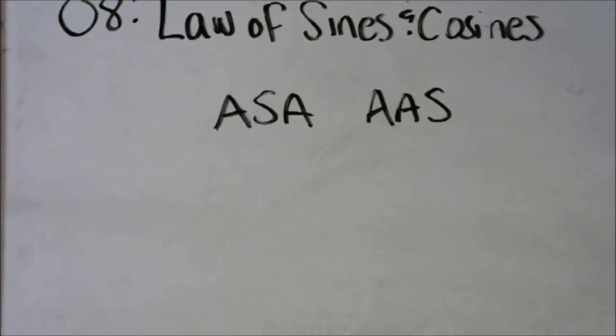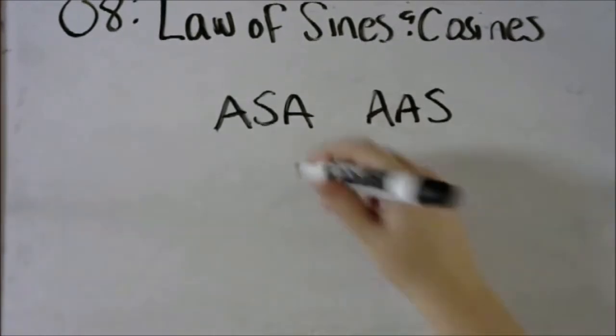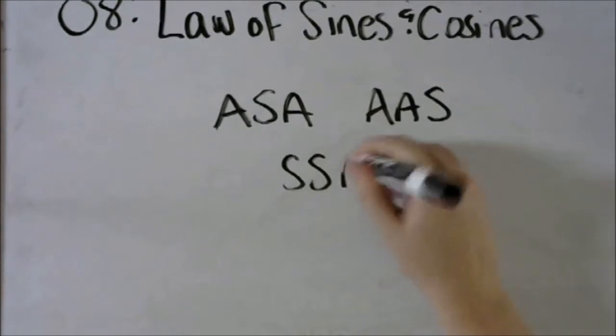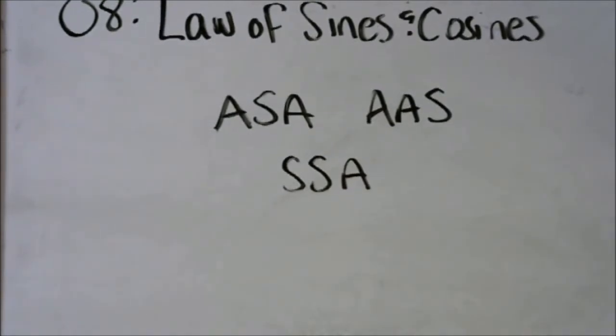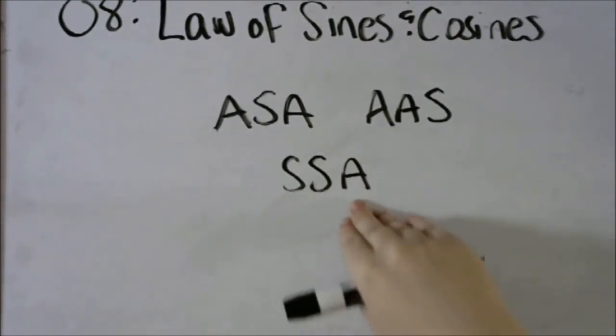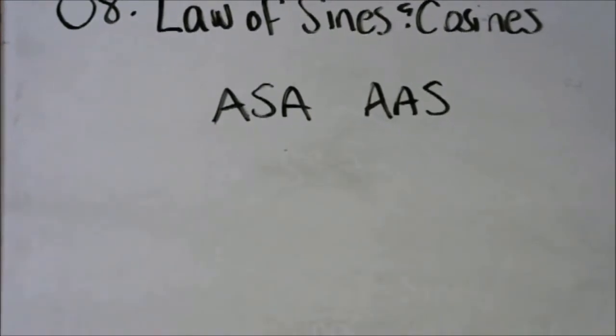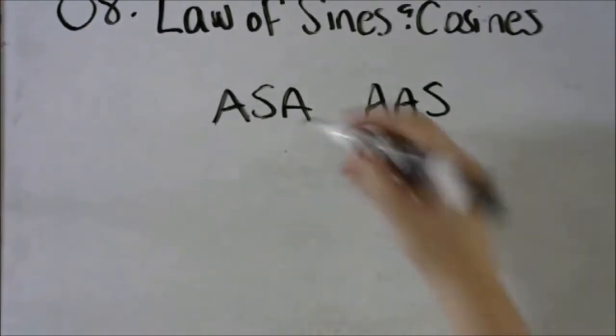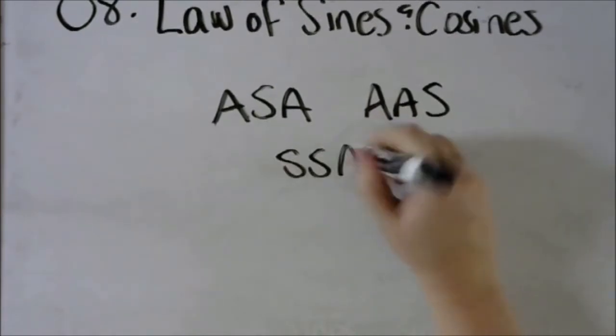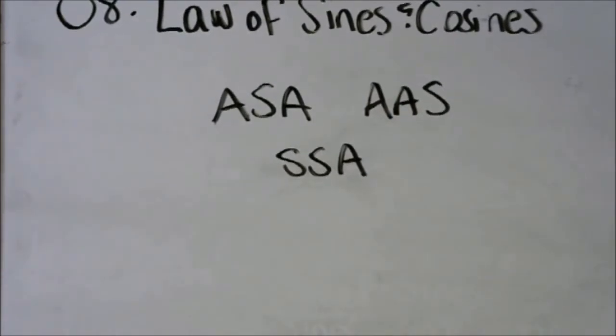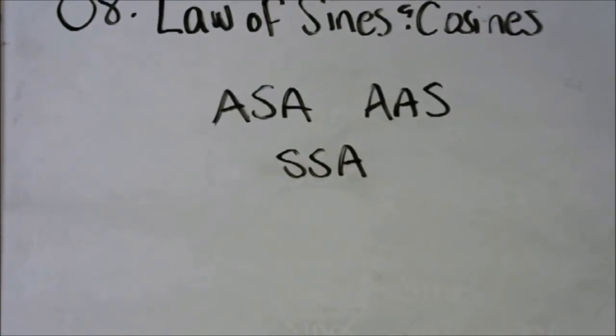Now, in geometry, as we're doing triangle proofs, we learned that you cannot prove two triangles are congruent if they have a side-side angle congruent. We'll see, however, in this video that you can use the law of sines to solve the triangle. So let's take a look at a couple of examples with various given information that allows us to use the law of sines to solve.